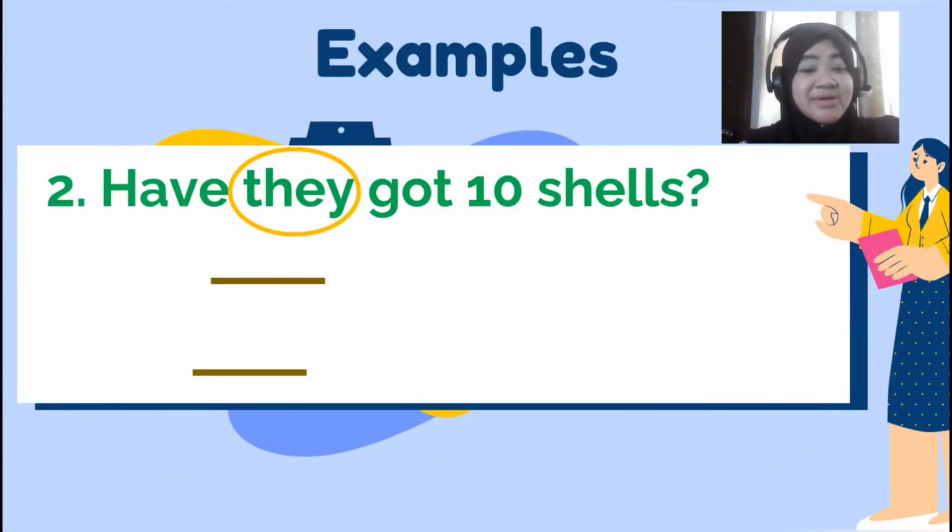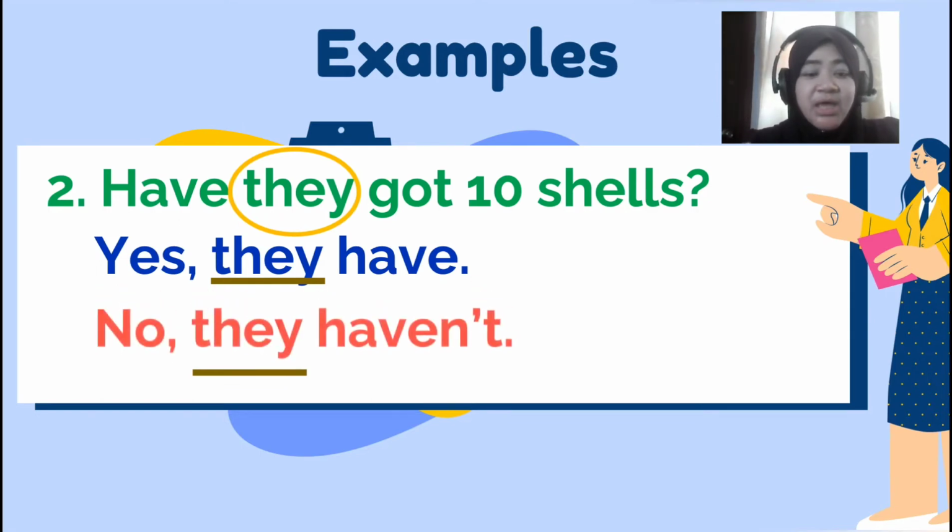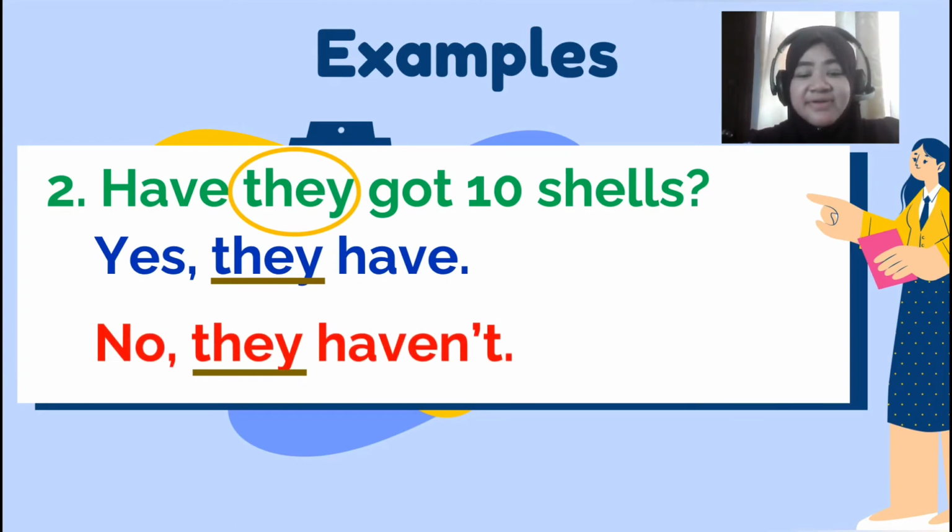Now let's look at example number 2. Have they got 10 shells? Now we're focusing on the word they. Okay, so let's look at the answer. Yes, they have. What about no? No, they haven't.